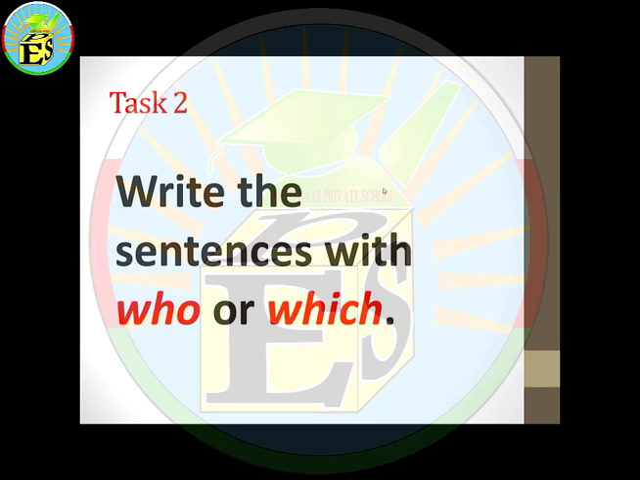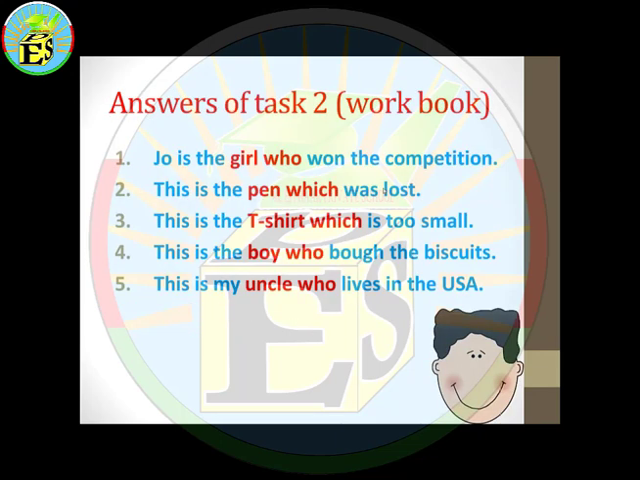Right now, we will check the answers of this task together. Here you have the answers with the correct pronouns. We talked about the girl, so we use who. We talked about the pen, so we use which. We talked about the t-shirt, so we use which because it's a thing. Then we talked about the boy, we use who, and then the last one is uncle, we use who. Please make sure to write these sentences as an answer for the examples that you have in task number 2. You can stop the video if you want and write the full sentences.